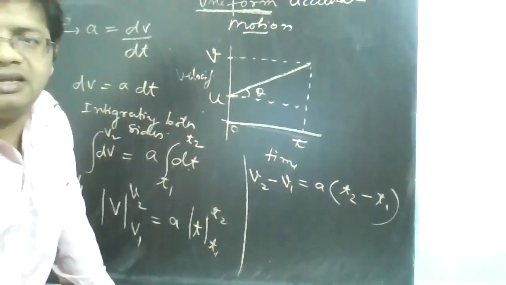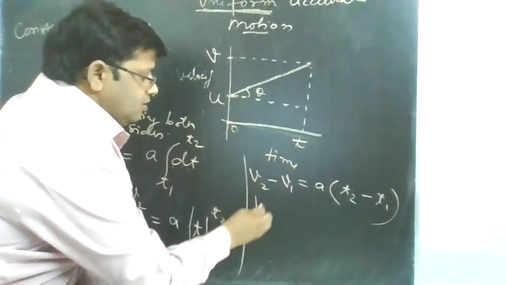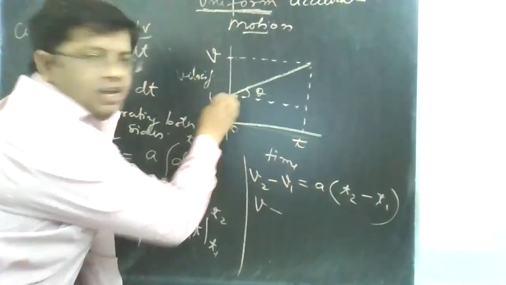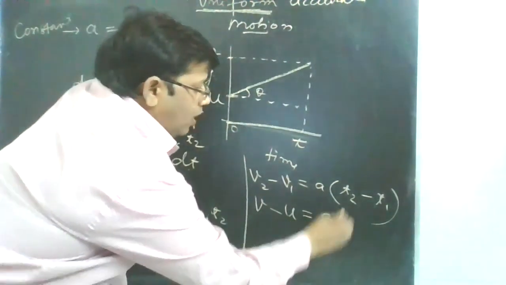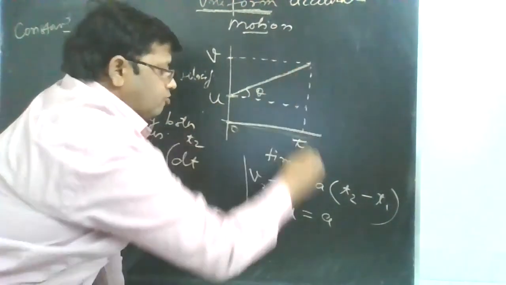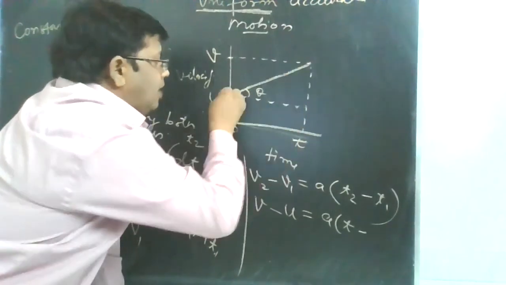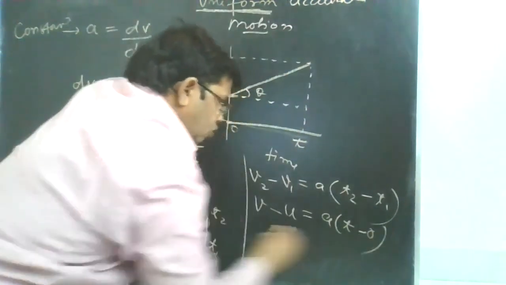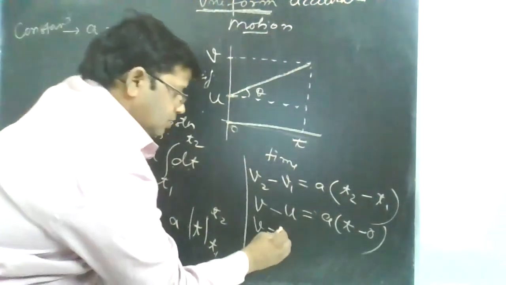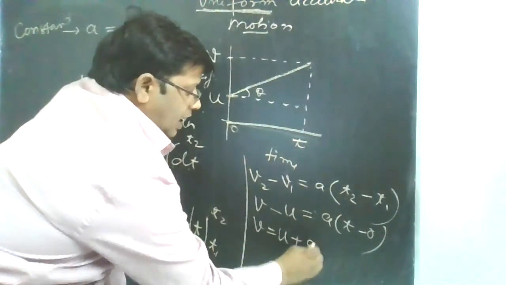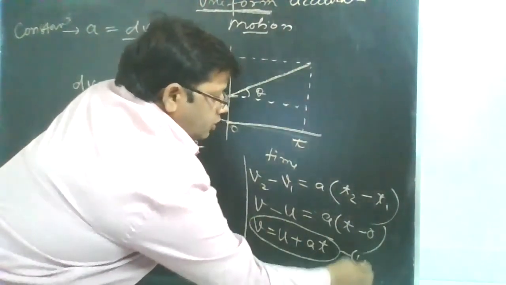Now, here, what is the final velocity? V. What is the initial velocity? U. a. What is the final time? T, according to the graph. What is the initial time? Initial time is 0. So the minus sign comes to this side. v is equal to u plus at. This is known as the first equation of motion.